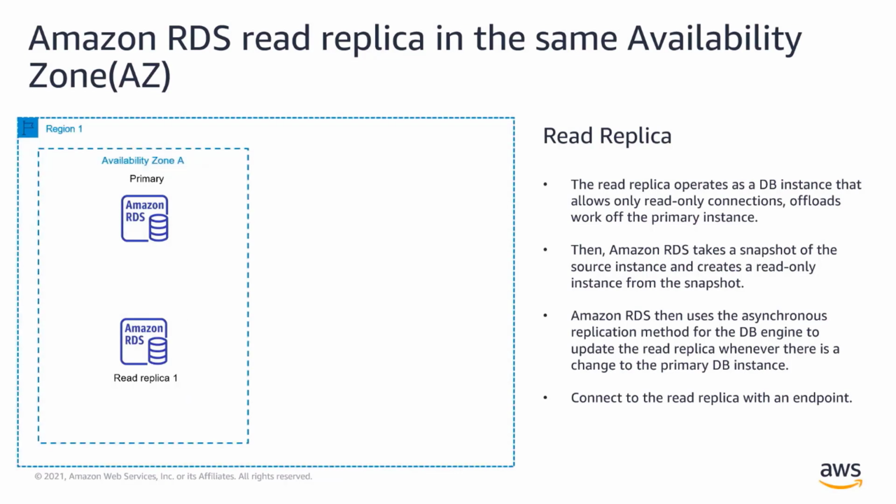When you create a read replica, you first specify an existing DB instance as the source. Then Amazon RDS takes a snapshot of the source instance and creates a read-only instance from the snapshot. Amazon RDS uses the asynchronous replication method for the DB engine to update the read replicas whenever there is a change to the primary database instance. So the read replicas allow only read-only connections, and your applications connect to the replica the same way they do to any other database instance.